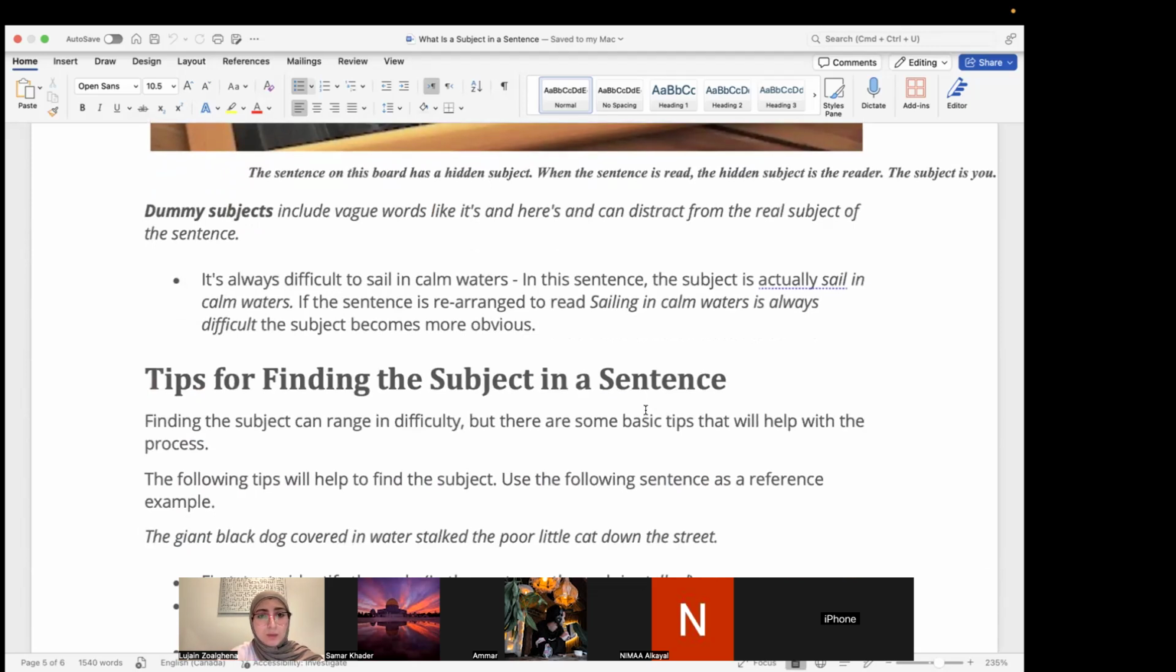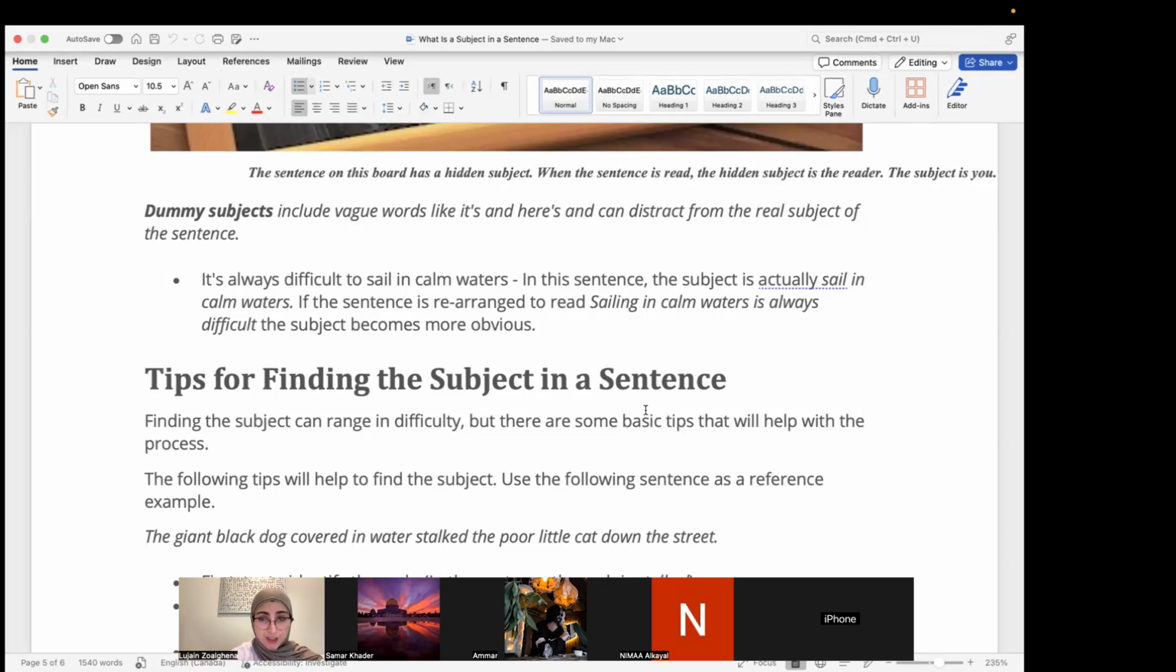Dummy subjects include vague words like "it" and can distract from the real subject of the sentence. It's always difficult to sail in calm waters. In this sentence, the subject is actually "sail in the calm water." If the sentence is rearranged to read "sailing in calm water is always difficult," the subject becomes more obvious.